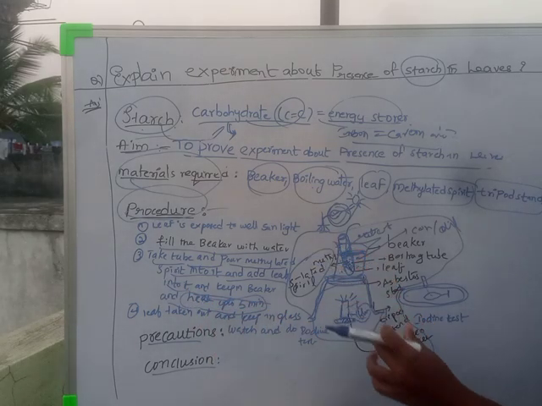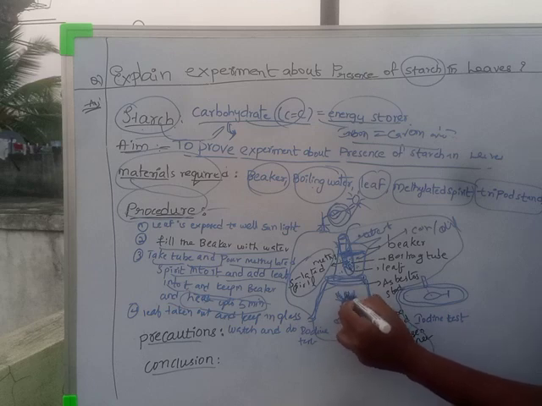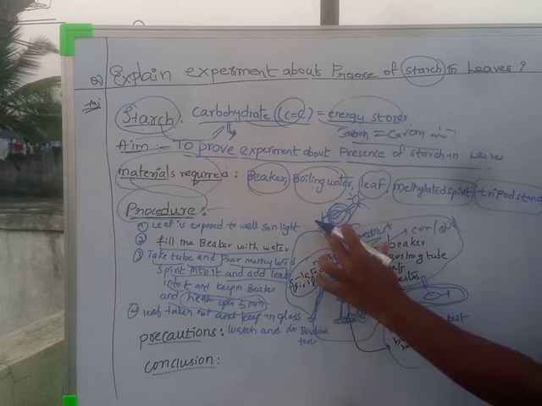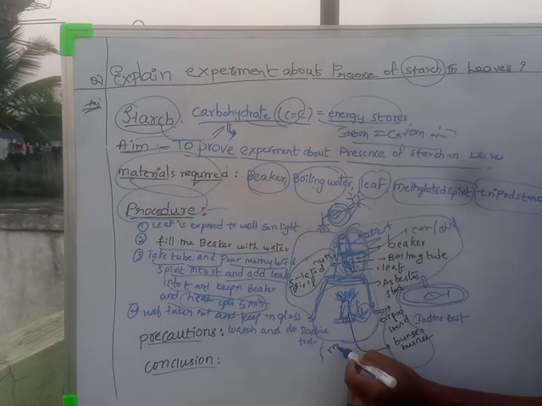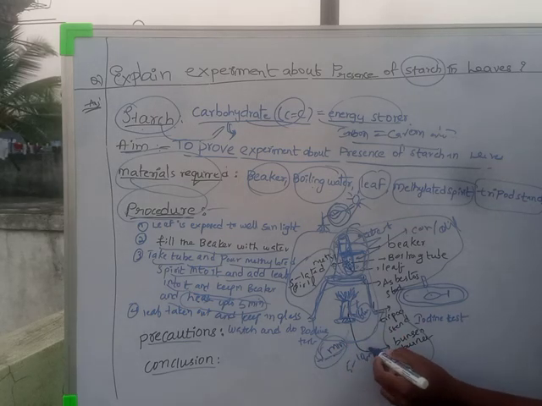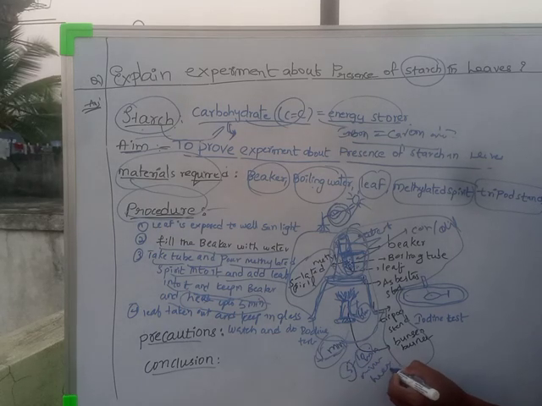After all this experiment setup, what we have to do is turn on the Bunsen burner, and next we have to heat the whole solution with the Bunsen burner. We have to heat the whole solution for up to 5 minutes. Now, is it a minimum or maximum time? I think 5 is the minimum time, 10 is the maximum time.